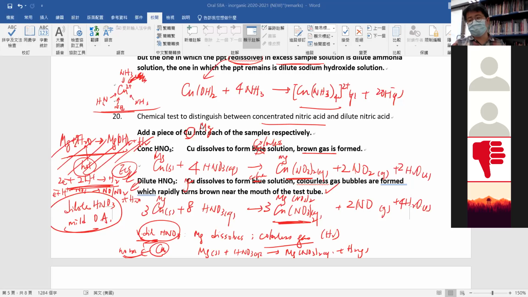If you put a piece of copper in, you need to test for the oxidizing property of the acid, for concentrated nitric acid or for dilute nitric acid. Of course, if the question is about very dilute nitric acid, and you put a piece of copper into it, no reaction, so no change. Do you understand?